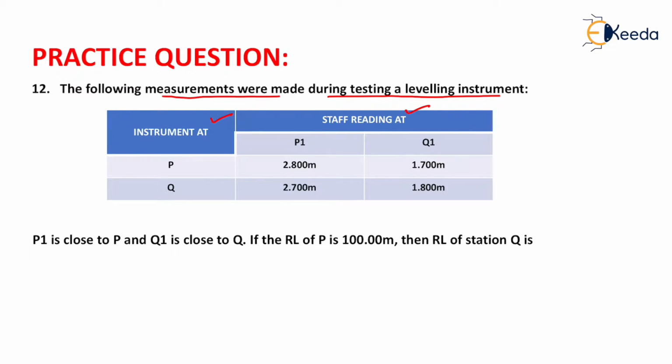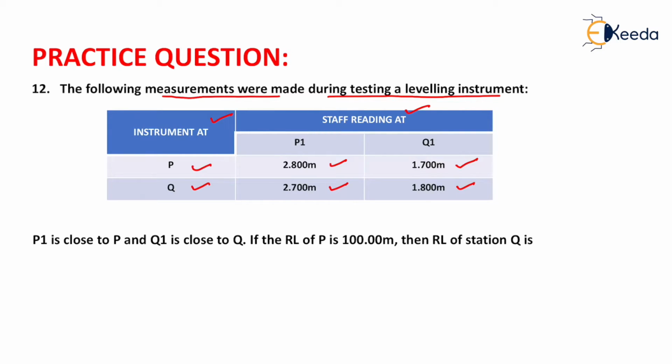When the instrument is at P, the staff reading at P1 will be equal to 2.800 meter and at Q1 will be equal to 1.700 meter. When the instrument is at Q, the staff reading at P1 will be equal to 2.700 meter and at Q1 will be equal to 1.800 meter.